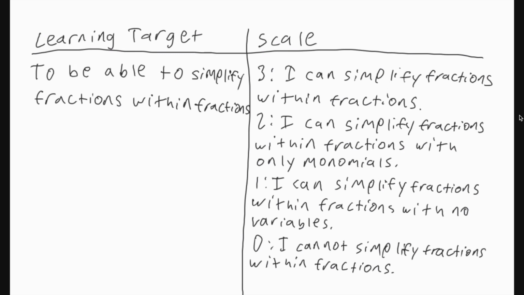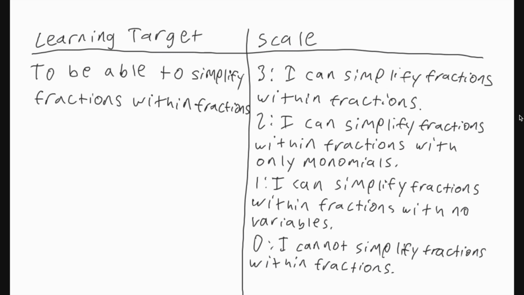Thank you, I guess. The learning target for today is to be able to simplify fractions within fractions. For the scale, you're a 3 if you can simplify fractions within fractions. You're a 2 if you can simplify fractions within fractions with only monomials, so no binomials or anything else. You're a 1 if you can simplify fractions within fractions with no variables, only numbers. And you're a 0 if you cannot simplify fractions within fractions at all.